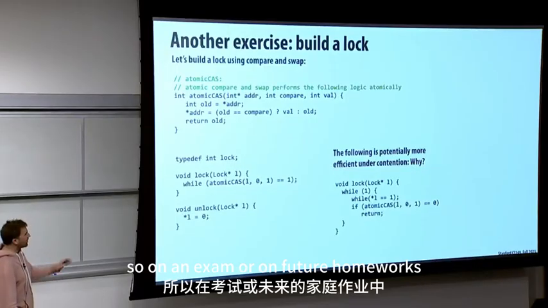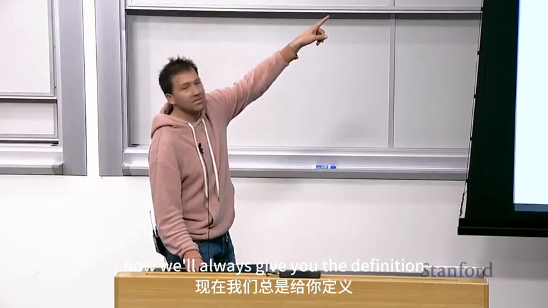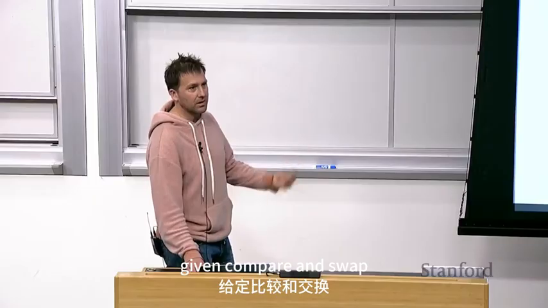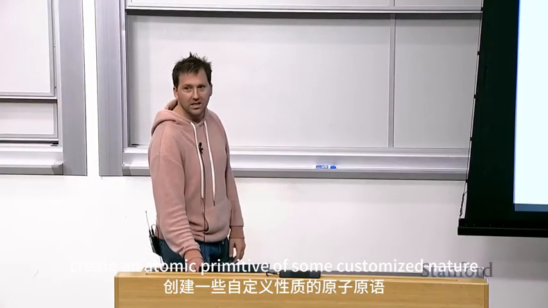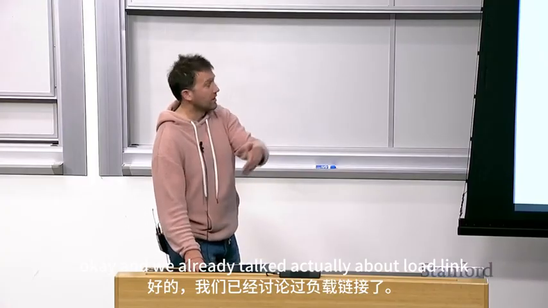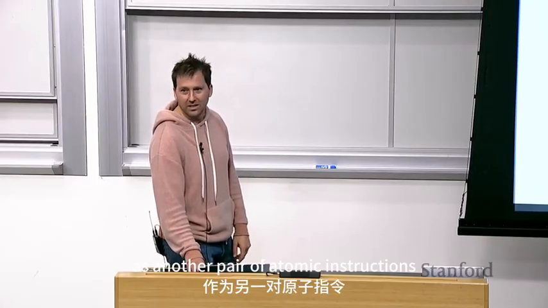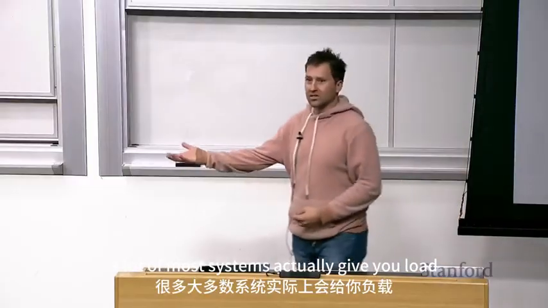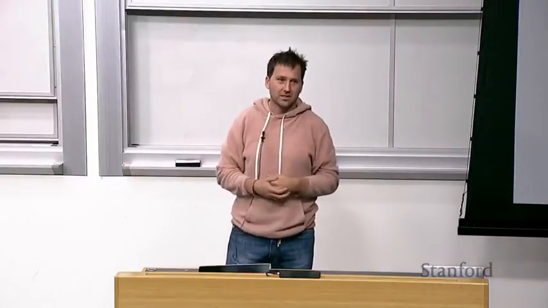Right. So on an exam or on future homeworks, I will assume that you're familiar with compare and swap. Now we'll always give you the definition, but it's a very common exercise to say, given compare and swap, can you create an atomic primitive of some customized nature? Okay. And we already talked about load link store conditional as another pair of atomic instructions. So some systems give you atomic compare and swap. Most systems actually give you load link store conditional, and everything gets built up from that.